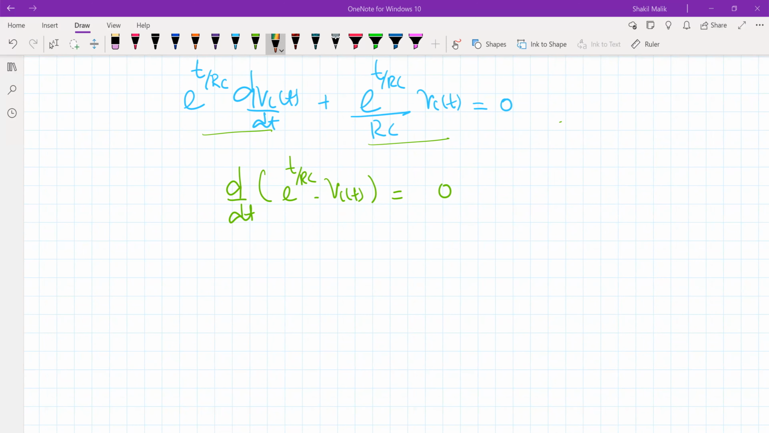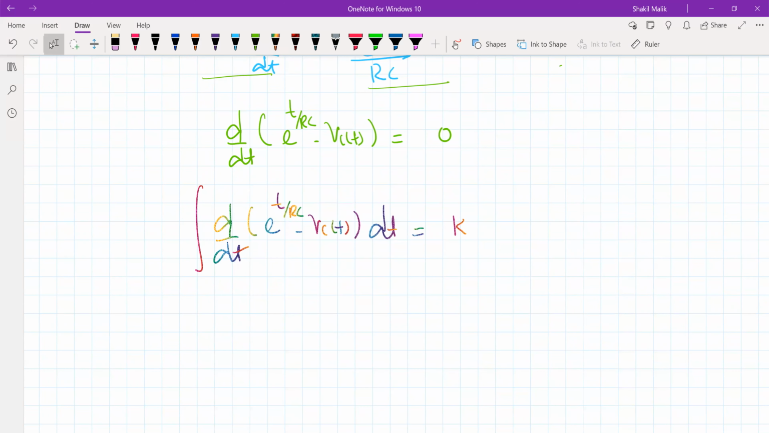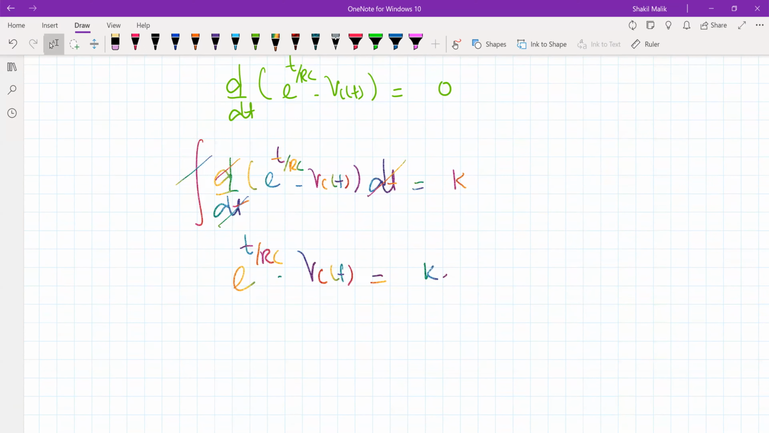So now integrating this, we get e to the power of t by RC Vc of t, integrating both sides with respect to dt. This will be the integration of 0 plus some constant of integration. Integration of 0 is 0, so it will be simply the constant of integration. Now this dt and this integration cancel. We'll have e to the power of t by RC Vc of t is equal to some constant of integration.